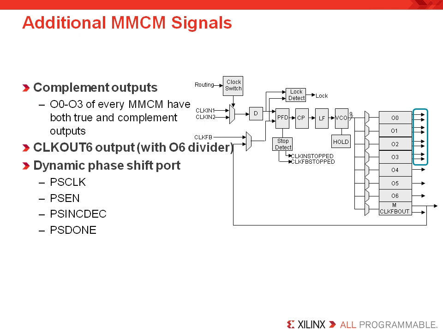Outputs 0 through 3 also offer automatic complementary outputs at no extra charge. So if you need both the true and the complement output, you can have them without using any more logic. Now, active phase shifting is also easily accomplished with the phase shift clock, phase shift enable, phase shift increment/decrement, and phase shift done signals.